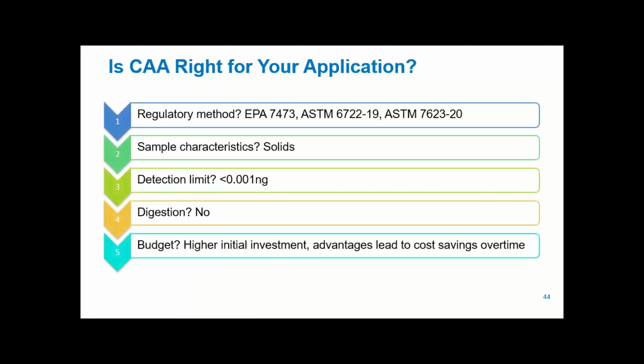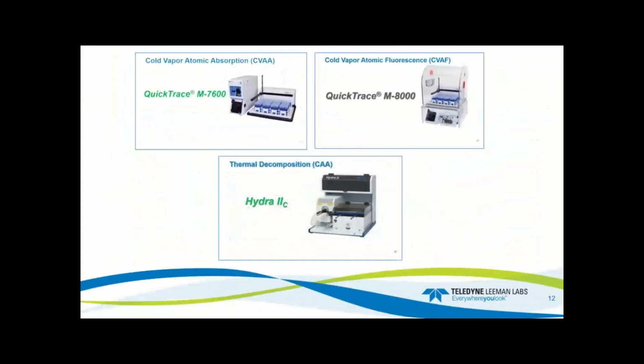So is CAA right for your application? If you need to meet any of these regulatory methods, if your samples are mainly solids and you don't want to digest them, if you need a detection limit of less than 0.001 nanograms, it is a higher initial investment budget-wise, but you get those advantages that lead to cost savings over time.